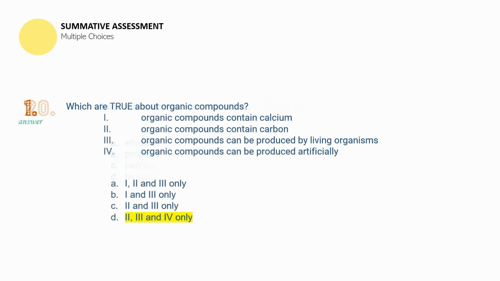For question number 1, the answer is 2, 3, and 4 only. Organic compounds contain carbon, they can be produced by living organisms, and they can also be produced artificially. Remember ethyl acetate, that is produced by pear, and remember that in petroleum we can harness different kinds of oils and use them. Harnessing is artificial. That's the answer to question number 1, B.